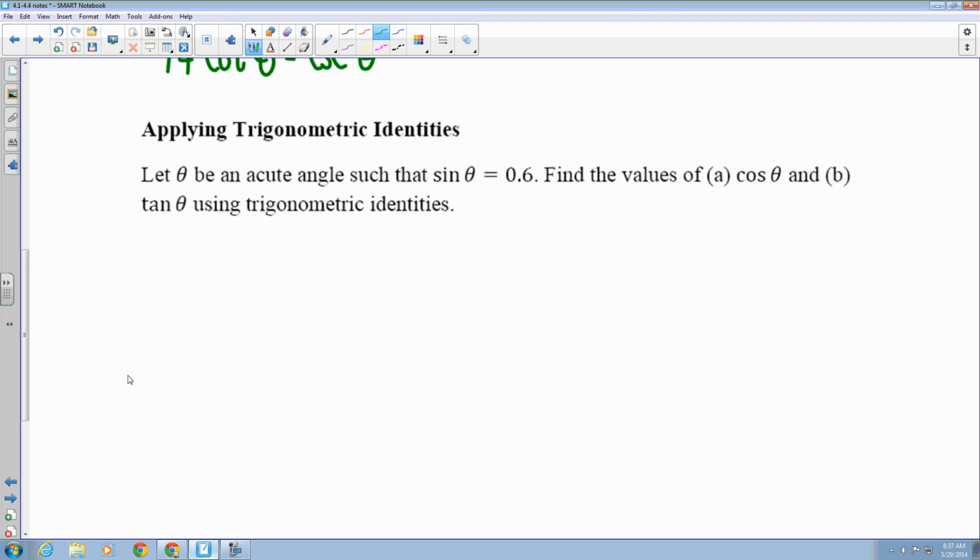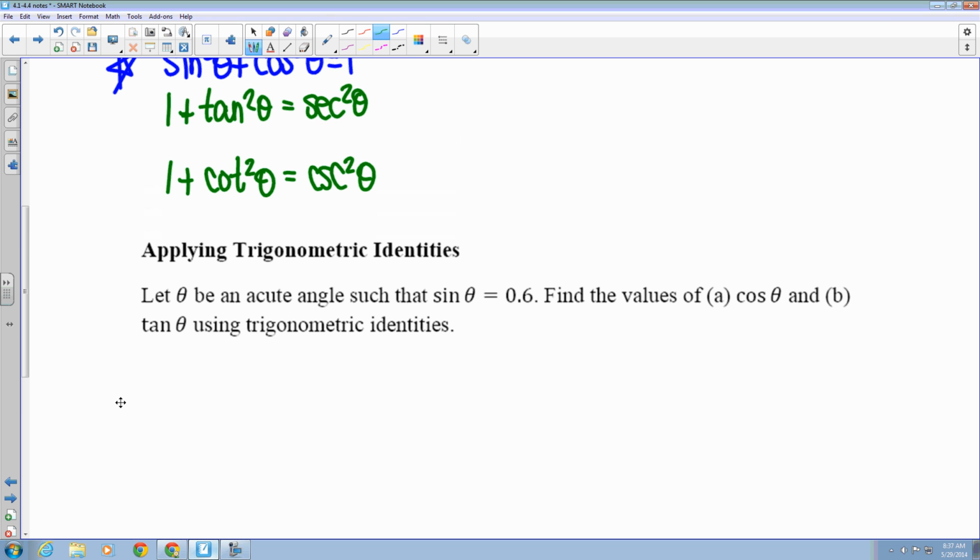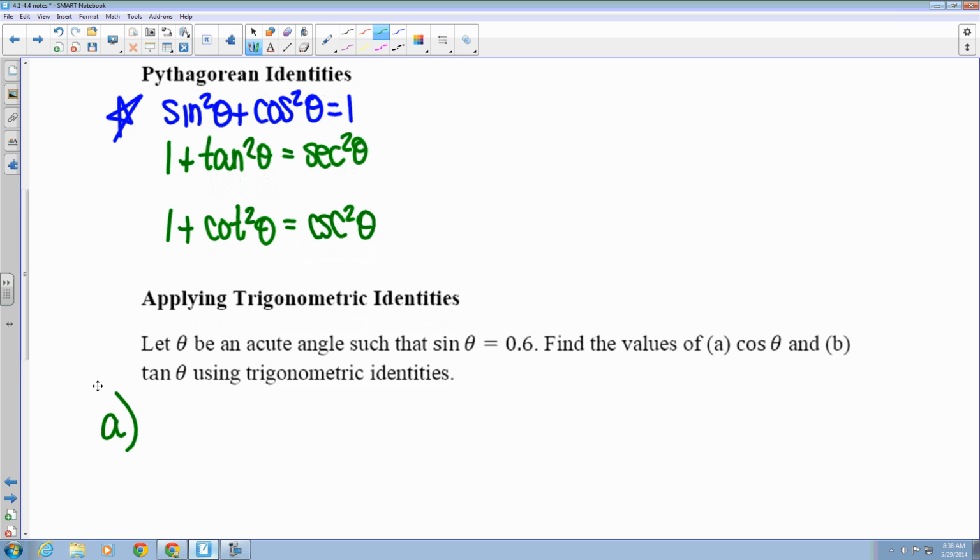So if theta is an acute angle where sine of theta is 0.6, find the values of cosine theta and tangent theta using trig identities. So the first thing I'm going to use, if I'm trying to find a cosine and I have sine, is the one we just started up there, because that's saying that if I have one or the other, I can solve for the other one.